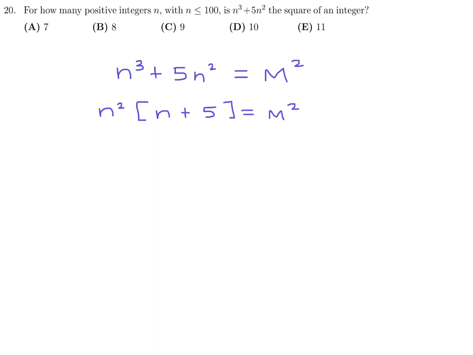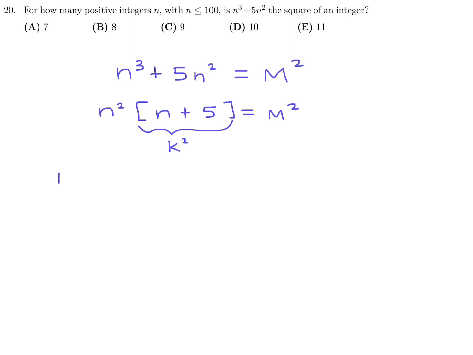Now for this to be a perfect square, we don't need to worry about that because that's already a perfect square. We just have to ensure that n plus 5 is a perfect square. So n plus 5 has to be some perfect square. And the good news is that we don't have to worry too much because n is restricted to being a positive integer less than 100. So we only have to look at squares that are below or equal to 100.